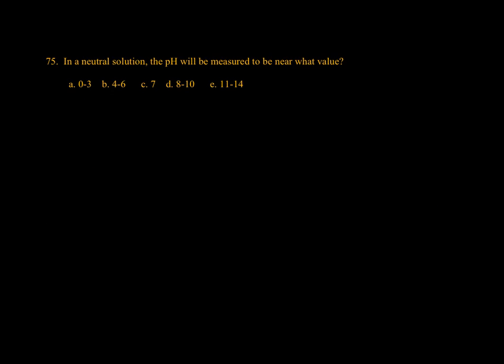And pH, just one question about acids and bases. The pH of a neutral solution is 7. Okay, 7 is neutral. Anything below 7 is an acid. Anything above 7 is a base. The closer you get to 0, the more concentrated the acid. The closer you get to 14, the more concentrated the base becomes.